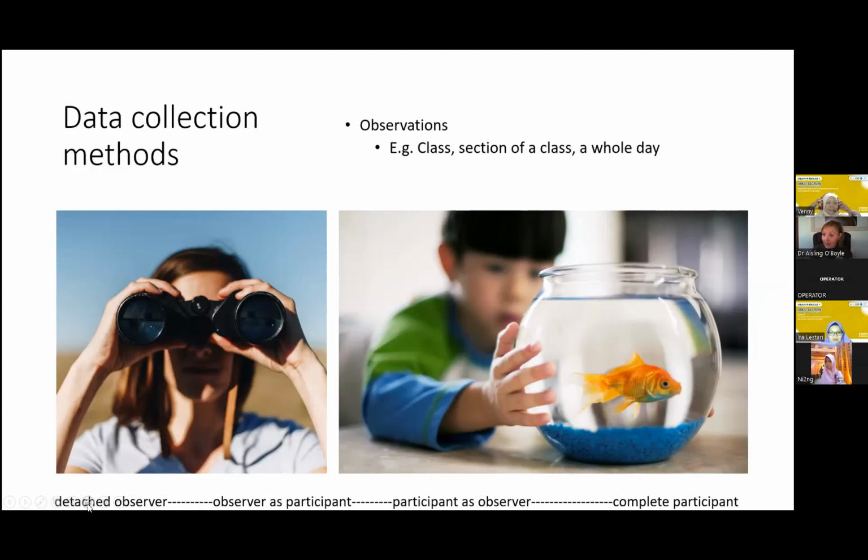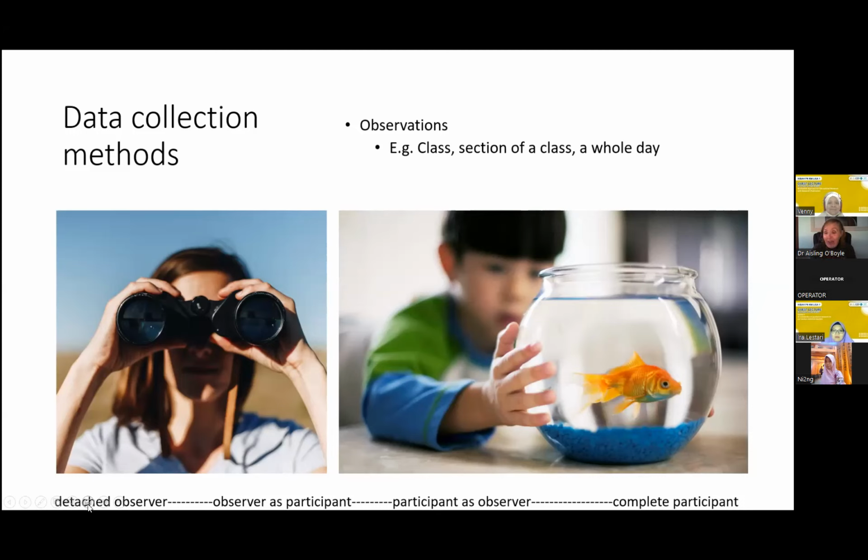You might not do anything, but you might become a little bit more participatory in the class. Participant as an observer, then, you're starting to look at what happens in the class. Maybe you are touching some of the apparatus that's there. You are maybe answering a question, perhaps if the teacher is asking something like that. And then the other furthest, so the binoculars on one side and touching the fish on the other, is really where you are a complete participant.